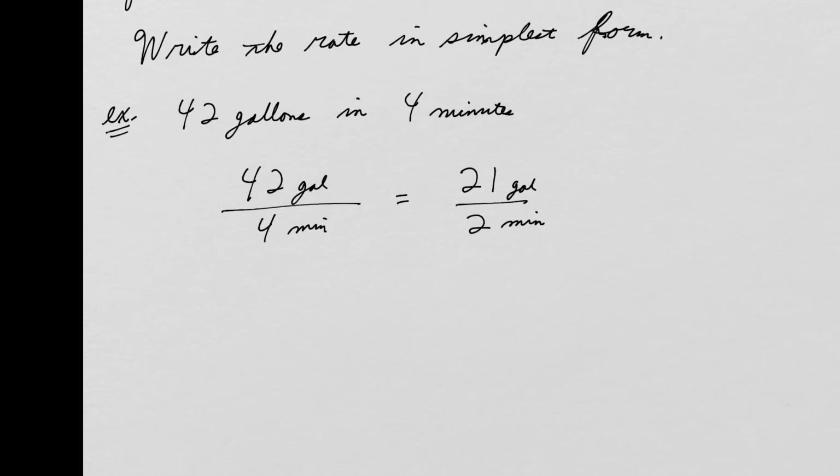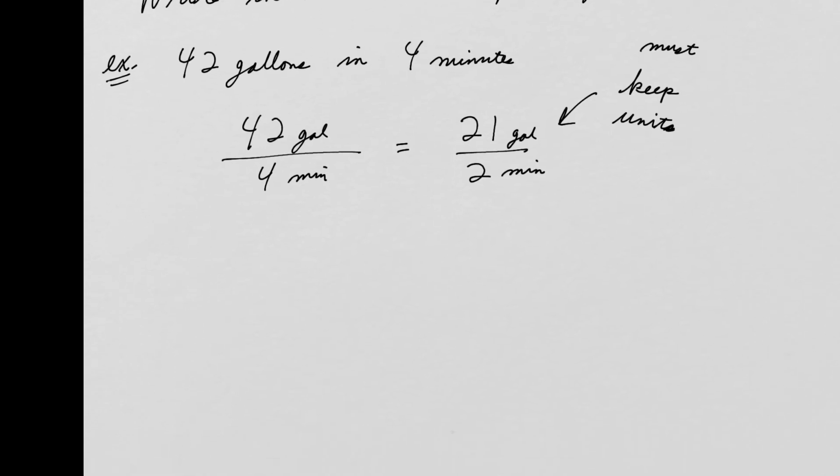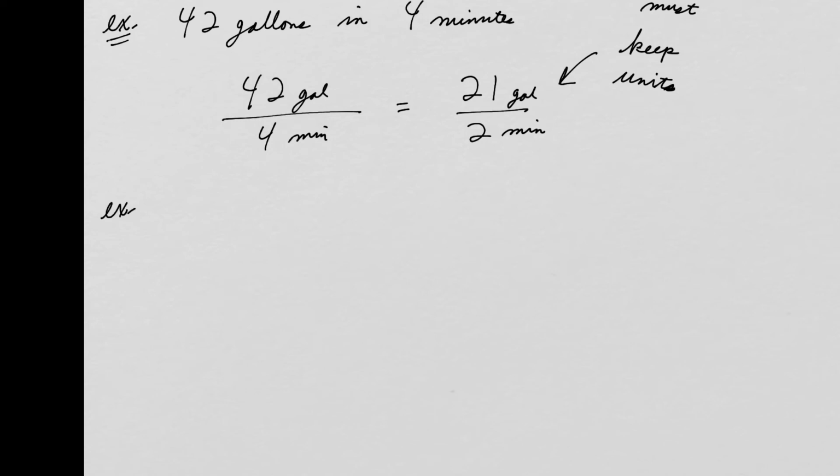And that would be the answer. And notice here, because the units are different, we must keep the units. Right, so that's all a rate is. It's simply a ratio, except you have different units, and you have to keep the units. Here's another example. 18 boxes of cookies for $45.